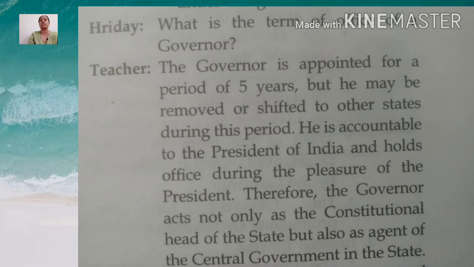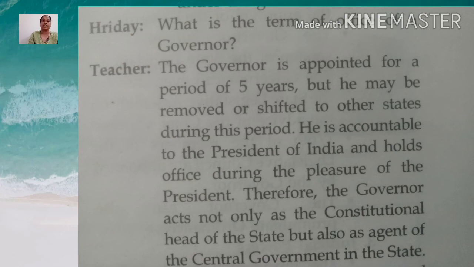The governor is appointed for 5 years, but he may be removed or shifted to other states during this period. Whatever the term of the 5 years, that governor can be shifted to any other state during this period. He is accountable to the president of India and holds office during the pleasure of the president.